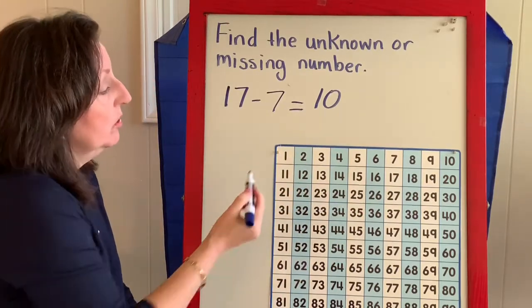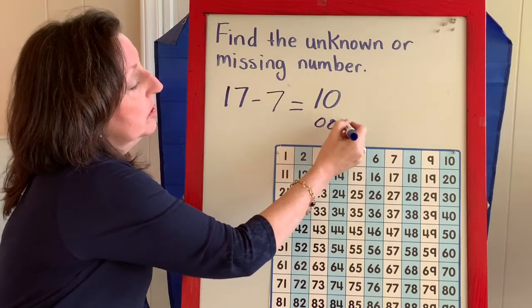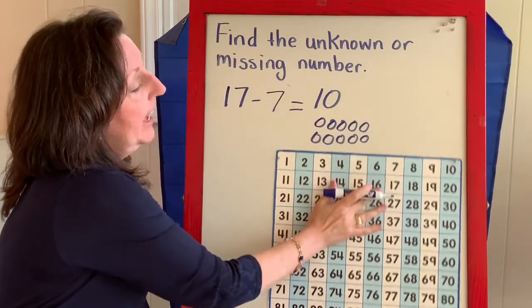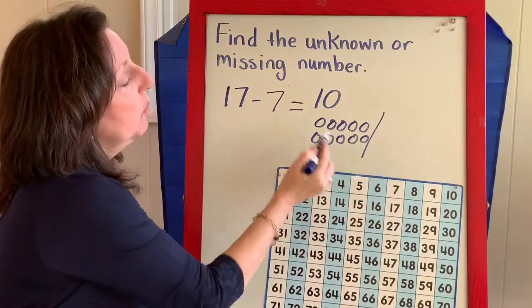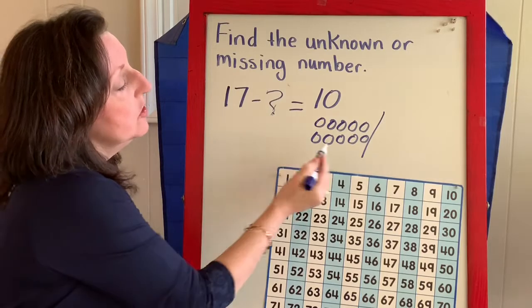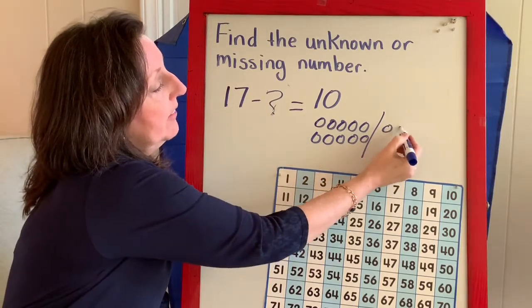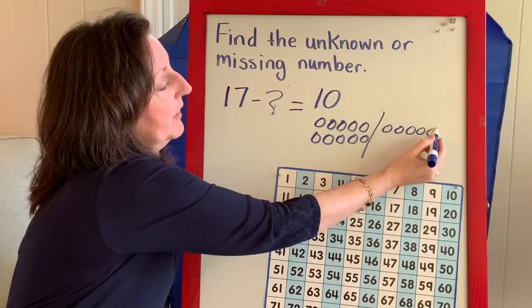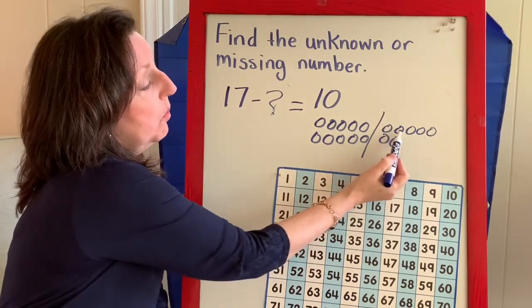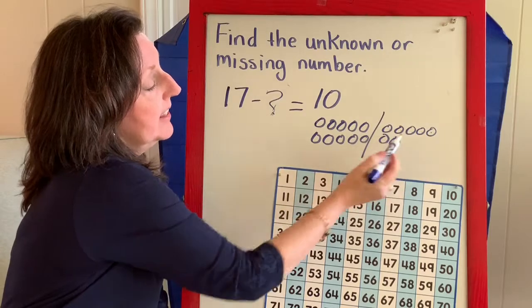You could draw circles. You could do 10 circles. Say, okay, I have 10. Now I need to know, what is this missing number? Before, remember, it was my question mark. So what comes after 10? 11, 12, 13, 14, 15, 16, 17. Let's see how many we drew. 1, 2, 3, 4, 5, 6, 7.